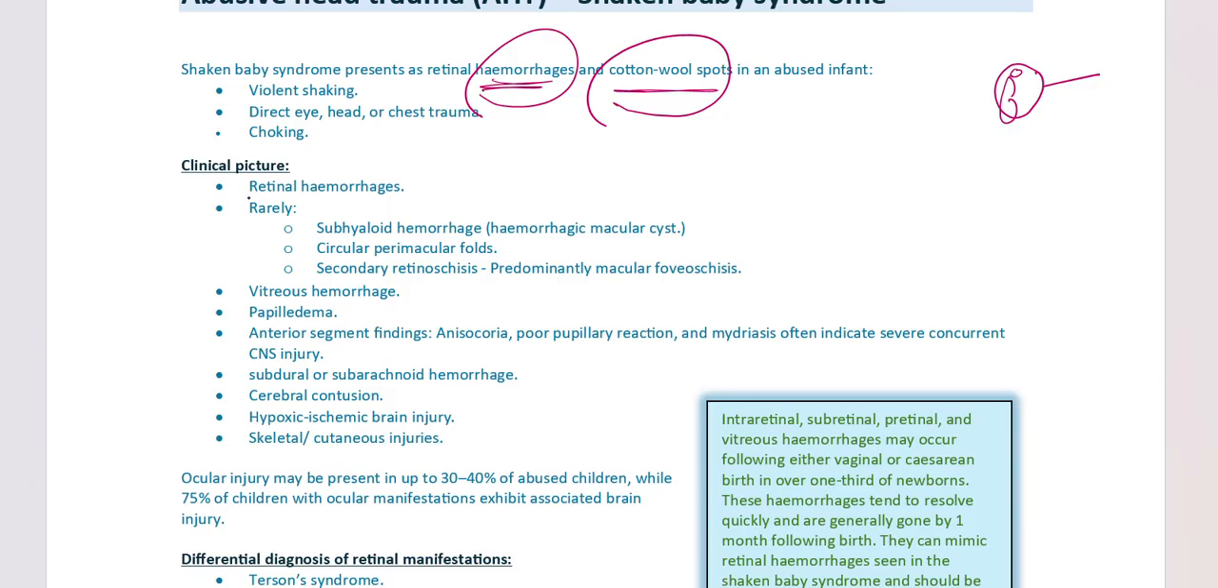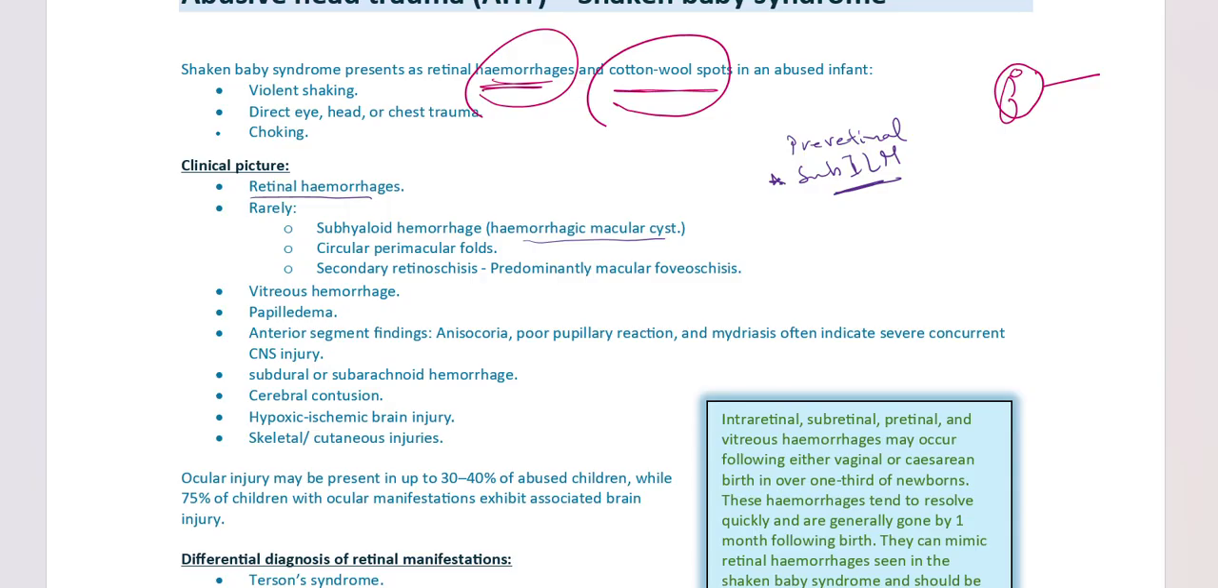It's mainly retinal hemorrhages. It might happen in any layer, just like Terson syndrome. Might be pre-retinal, might be sub-ILM, and this is very famous. It causes what's called a hemorrhagic macular cyst. Retinal hemorrhages are common in the periphery and in the posterior pole.